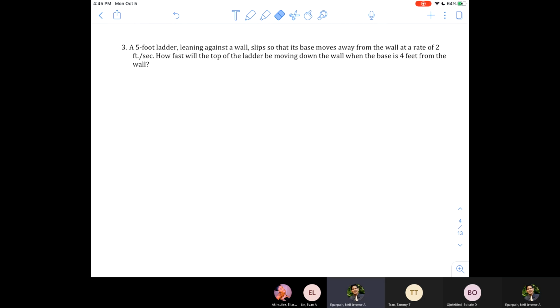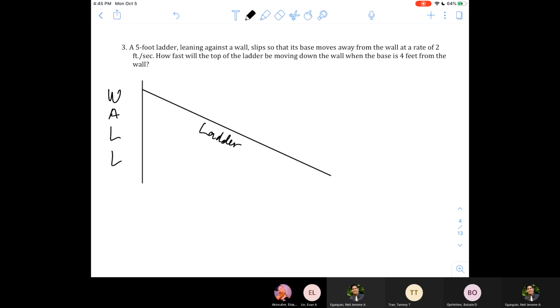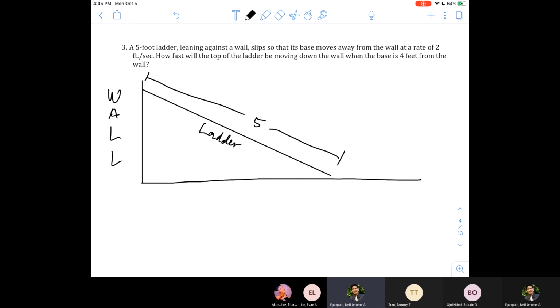Okay. So here we have a 5-foot ladder leaning against a wall. Let me try to draw this scenario out. Let's say this is a wall, and then I have a 5-foot ladder. So this is my ladder, and we know that this is 5 feet in length, right? And then let's draw the ground here, right?